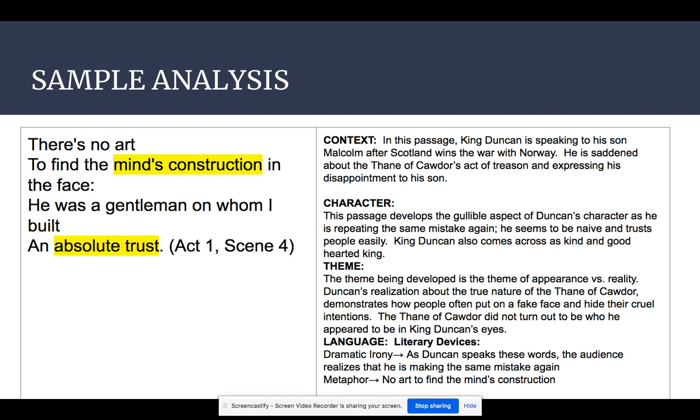Secondly, metaphor. No art to find the mind's construction. He's using a metaphor, using words like art and construction to talk about people's minds and the type of thoughts we have in our minds.